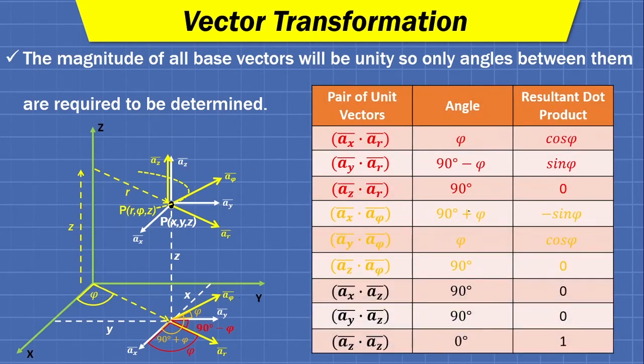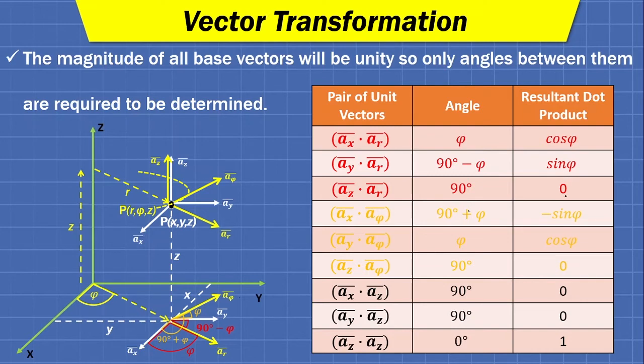So here is a table in which we can show the angle, the pair of unit vectors for the dot product. This pair is taken from equations 1, 2 and 3 that we have just derived. Fine. Now this will be the angle between x and r, this is the angle between y and r, this is the 90 degree angle between z and r. And the resultant dot product, so ax bar dot ar bar having angle phi will result in cos phi. Ay bar dot ar bar having angle 90 degrees minus phi will result in sin phi.